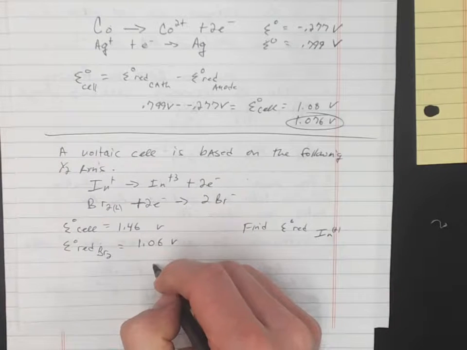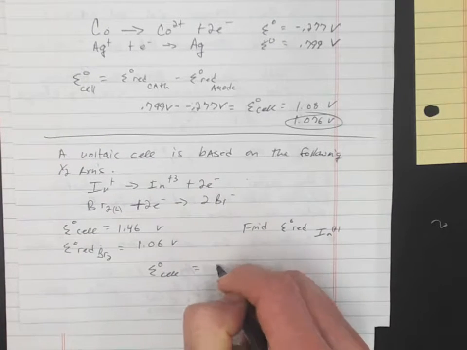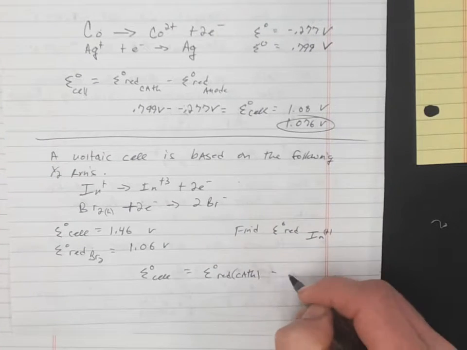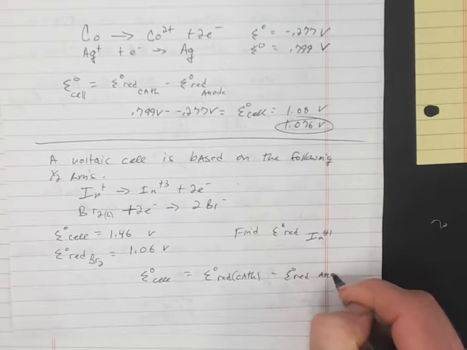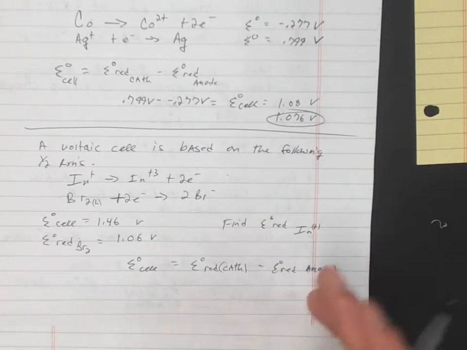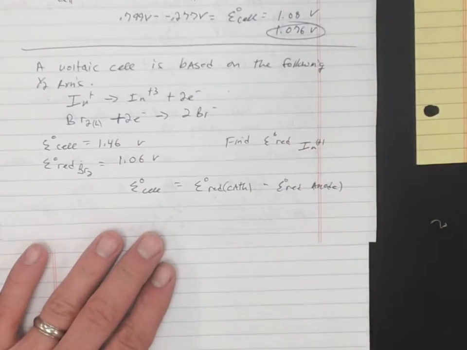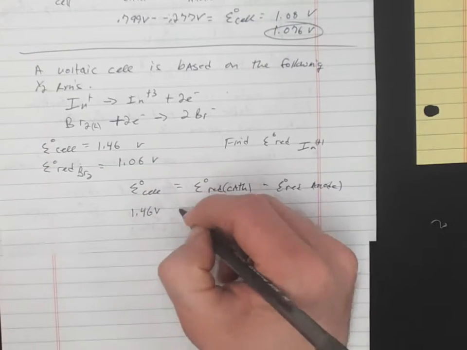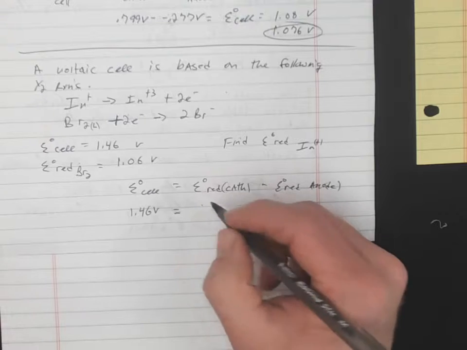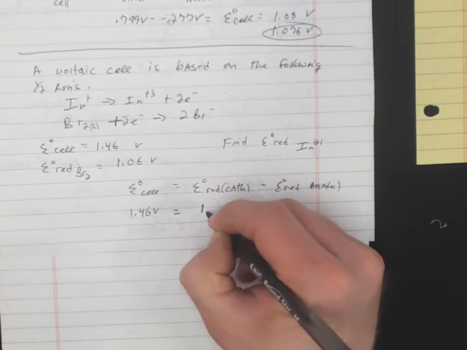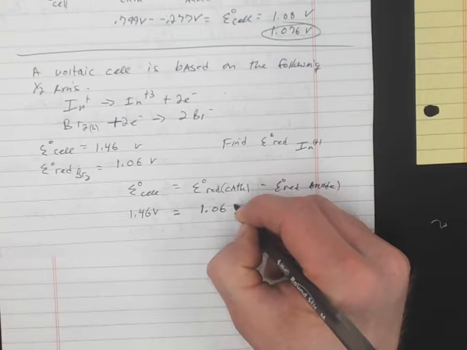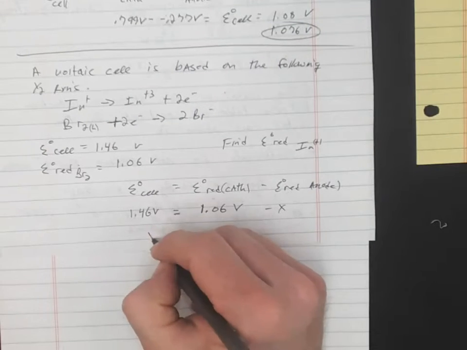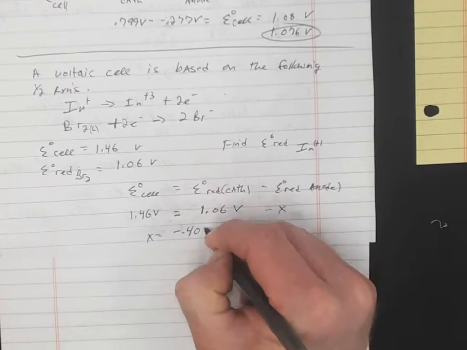So again, we're going to use our equation here that E naught of the cell is equal to E naught reduction of the cathode minus E naught reduction for the anode. And where do I put my numbers? Good, so the 1.46 goes here, set equal to 1.06 volts minus X. Solving for X, we're going to get negative 0.40 volts.